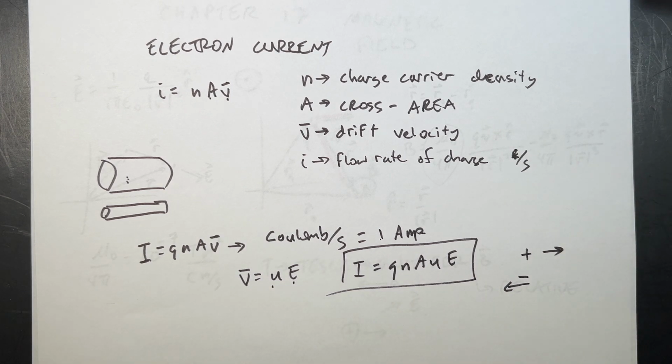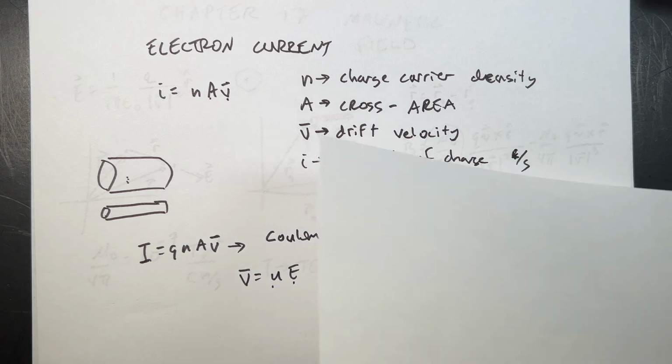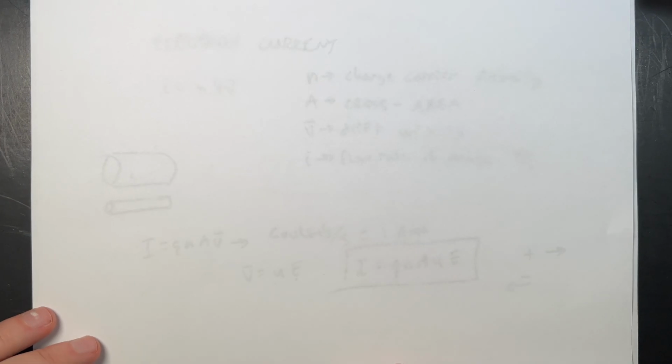Okay, what next? Next, what if I don't have a moving charge, but I have a current? Well, a current is moving charge. So how do I find the magnetic field due to a long wire?